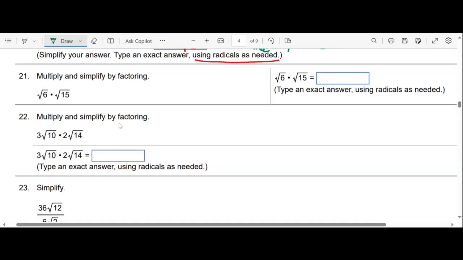Number 21, multiply and simplify. So you have two steps here to do. First step, multiply. Second step, simplify. So if you multiply 6 times 15, what are you going to get? 6 times 5, how much? 5.